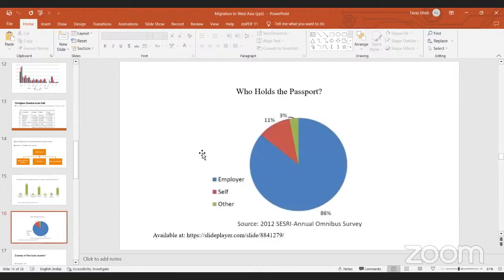So who holds the passport? If you can clearly see the data, it is the employer who holds the passport of the employee. This also has been the survey done in 2012, which shows that around 86% of the employers hold the passport of the employee. The system renders him open to abuse and exploitation.